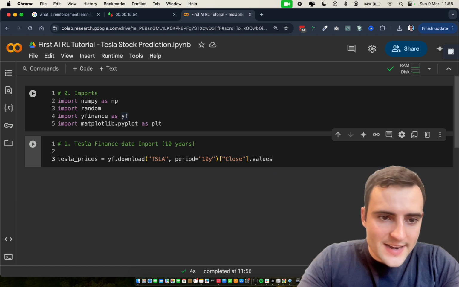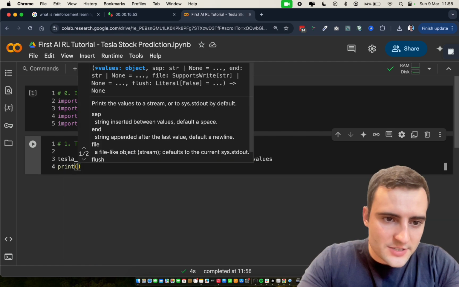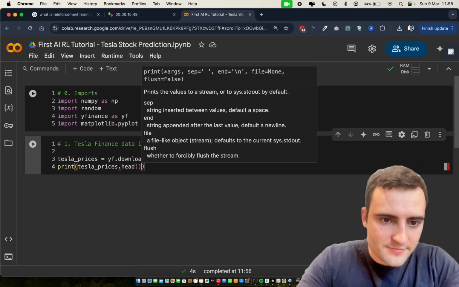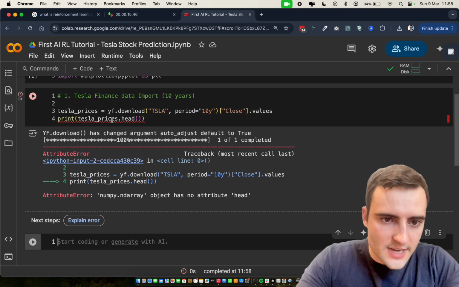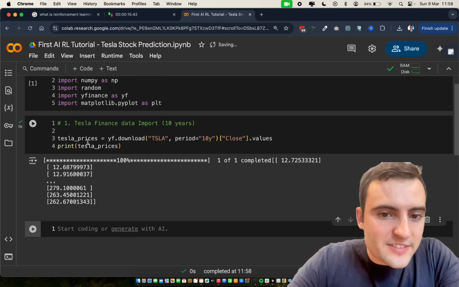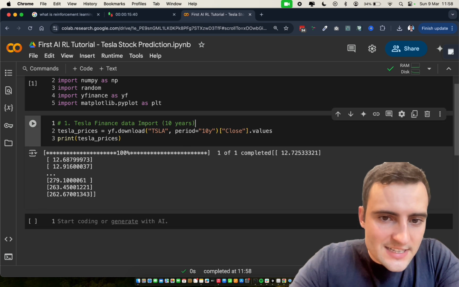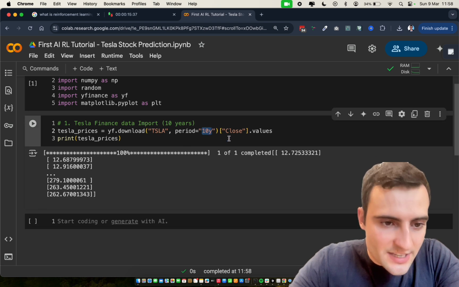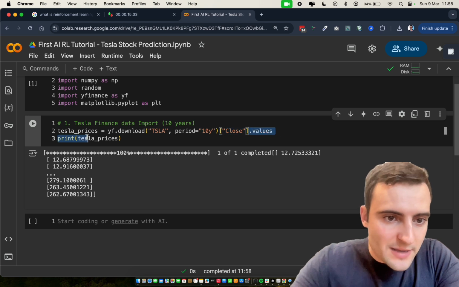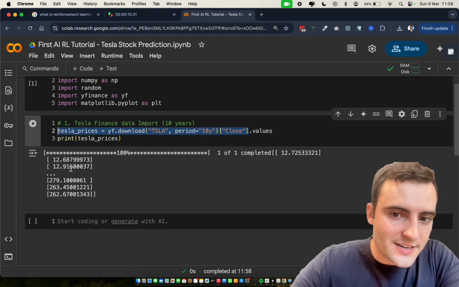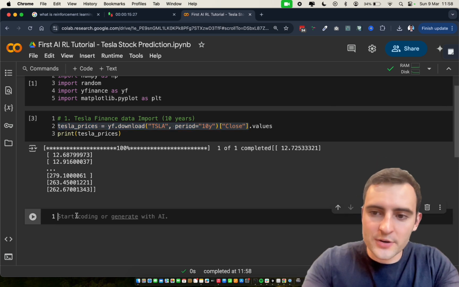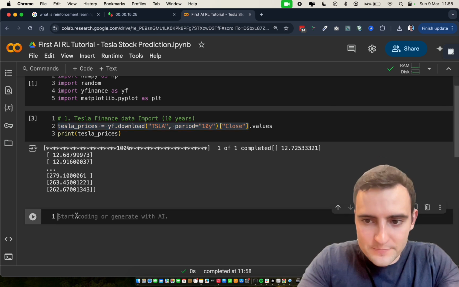So if I now print this out, dot head. Oh, it doesn't have a dot head. Let me remove this. Here you can see a list of daily prices of the Tesla stock for the last 10 years. And this is closing prices. So at the end of the day, this is basically what the price is for every day of the last 10 years. So there we go. We've imported the Tesla stock data.